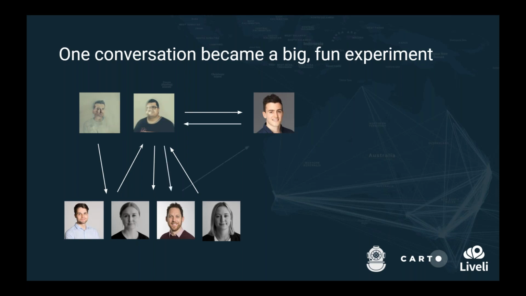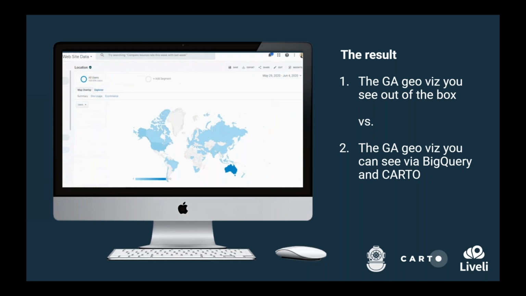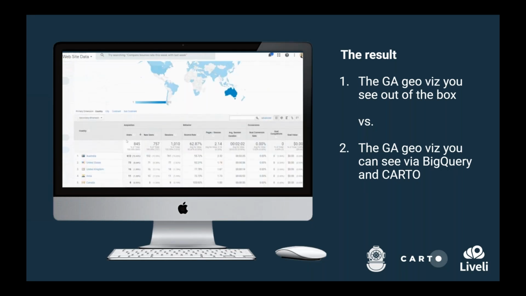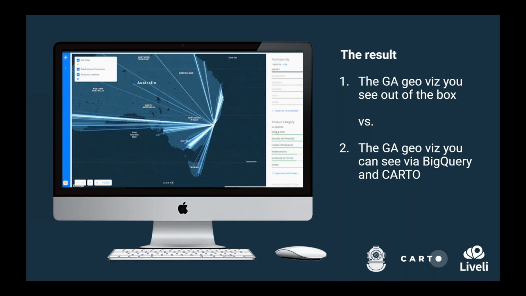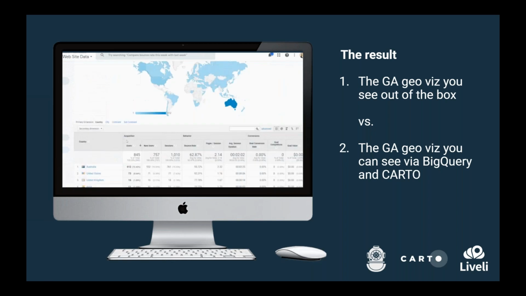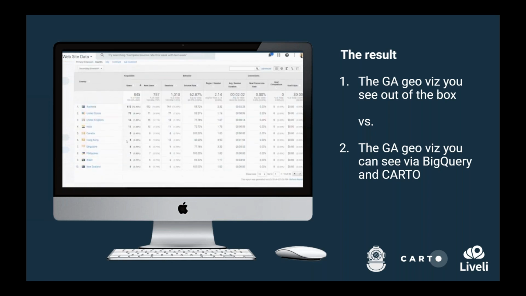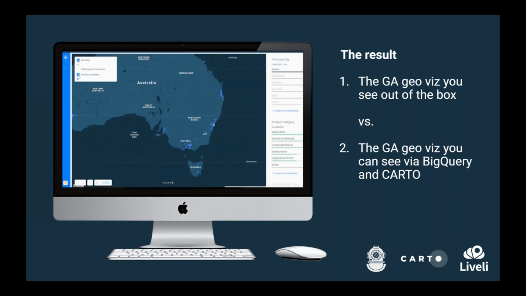And then these arrows just go a bit berserk and we go left, right, and center, and we come up with a really, really awesome solution, which kind of looks like this. So this little GIF here shows you what you see in Google Analytics out of the box versus what we were able to show in CARTO, which we're going to go through the process of today. And the results are really quite compelling.